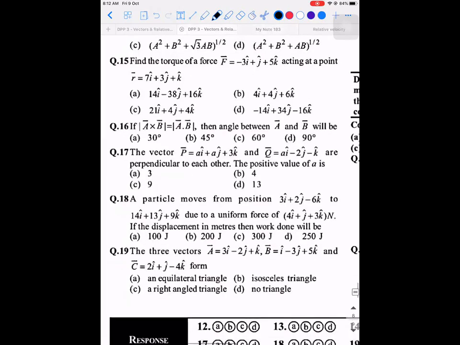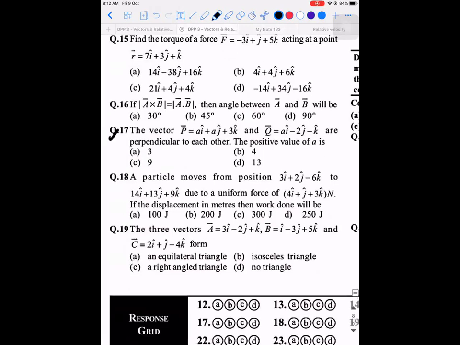We'll do the 16th one. So 16. If magnitude of A vector cross B vector is equal to magnitude of A vector dot B vector, then the angle between A and B is. Do it fast. 45 degrees. Yes. So AB sin theta is equal to AB cos theta. AB cancel, sin theta is equal to cos theta. Tan theta is 1. Answer is 45 degrees. Next.